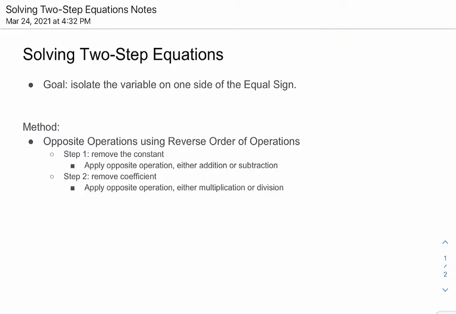The first step is to remove the constant, and we do that by applying the opposite operation, either addition or subtraction. Once that is done, we do our second step, which is to remove the coefficient, or if it's division, we remove the divisor, and then we'll be left with the variable all by itself.